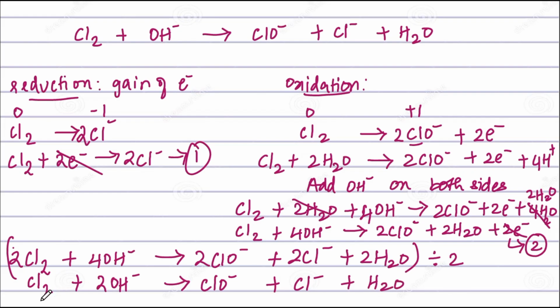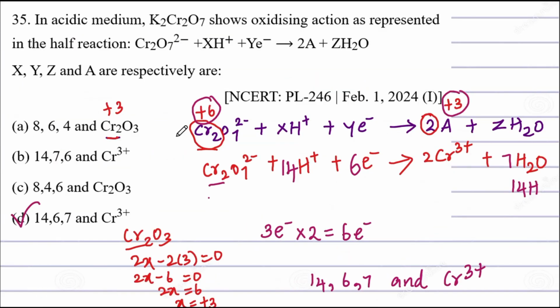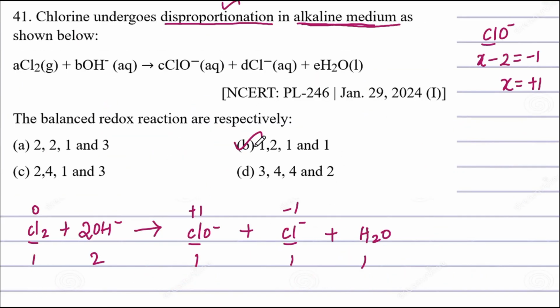So what is the coefficient? 1, 2, 1, 1, 1. So again we are getting the same coefficient only. So the correct answer is option B.